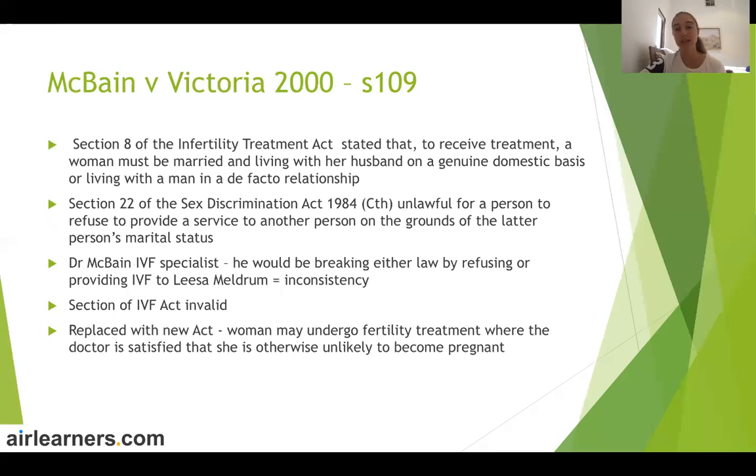So now this is the case of McBain, which gives you a good understanding of Section 109 and its application. In this case, Section 8 of the Victorian Infertility Treatment Act said that in order for a woman to receive IVF, they had to have been in a genuine relationship or living with a man. And it specifically specified a man. So it specified a heterosexual relationship.